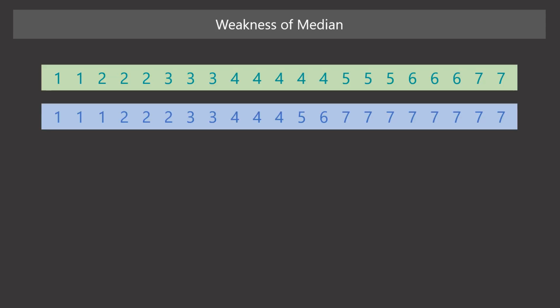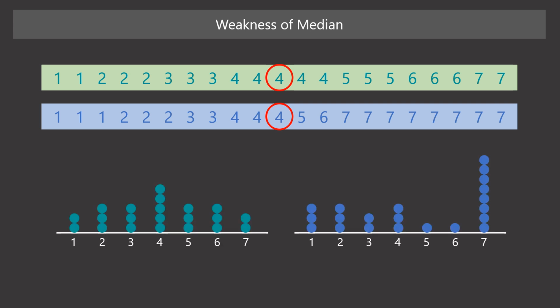When two or more datasets have the same median, it does not necessarily mean that they have similar distributions. Let's see these two sorted datasets. For both datasets, the median is 4. However, if we create the dot plots, we can easily see that the distribution of the data in these two datasets is widely different.